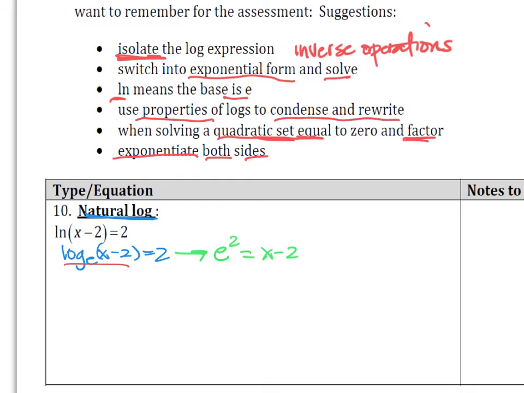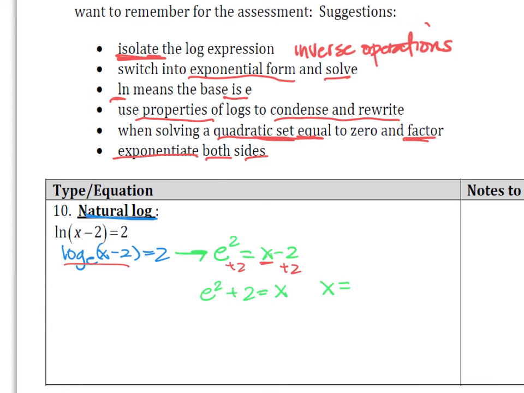And what do we need to do? Inverse operations to solve and isolate for that x. So we're going to add 2 to both sides. And what we end up with is e to the second power plus 2 is equal to x. Now we would turn around and put that in our calculator, and we would end up with, we're going to do 2 decimal places and rounding if we need to.